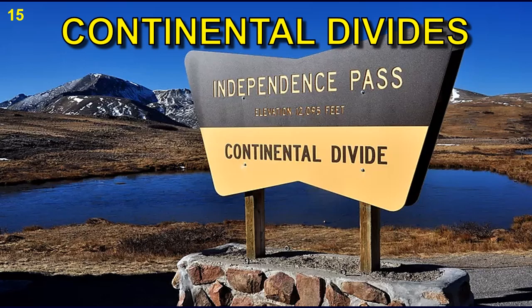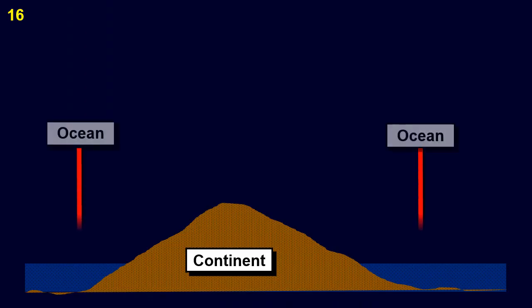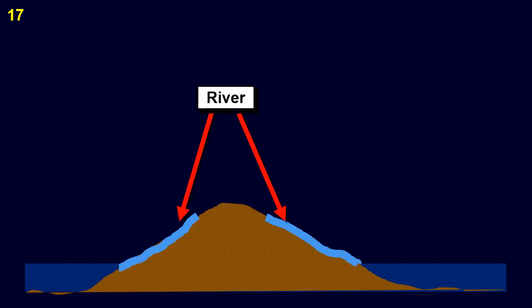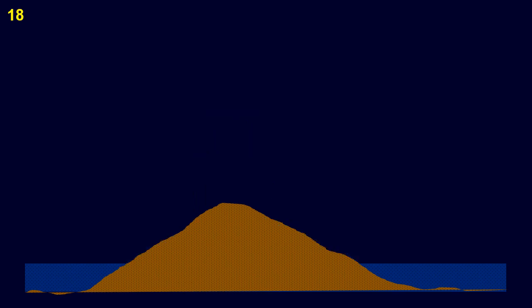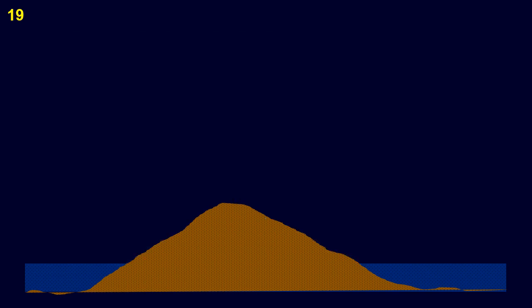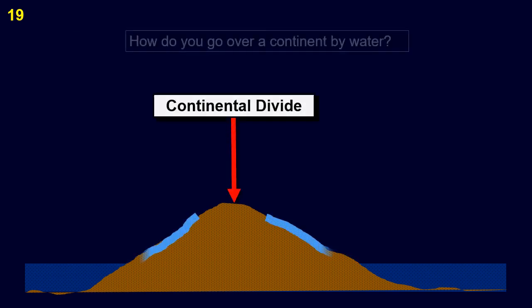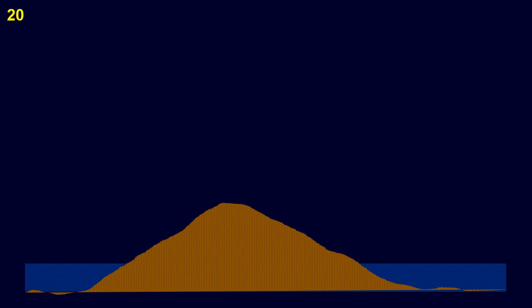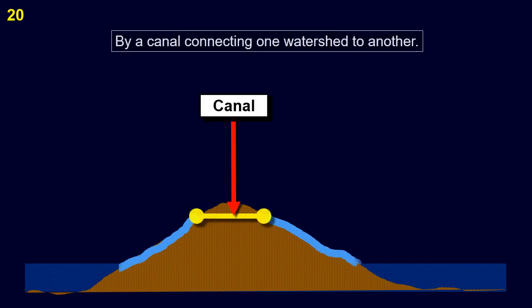Continental divides. Here is a continent. These are rivers flowing down into the oceans on either side of the continent. This is a continental divide separating the two rivers or watersheds. How do you go over a continent by water? By a canal connecting one watershed to another.